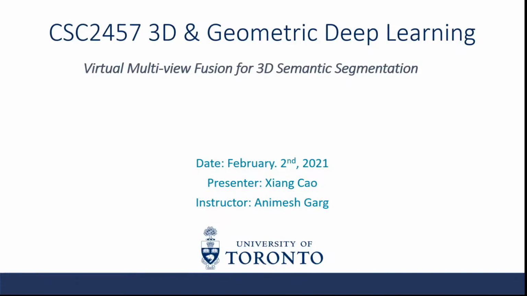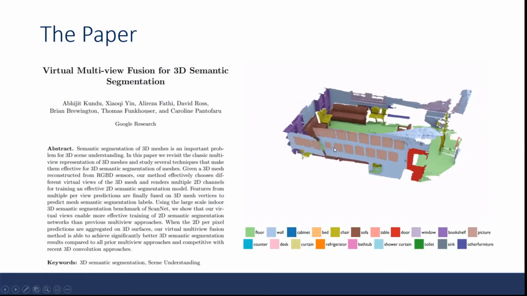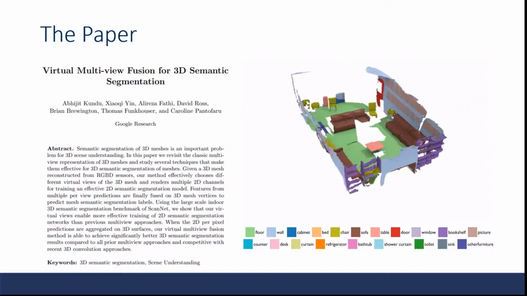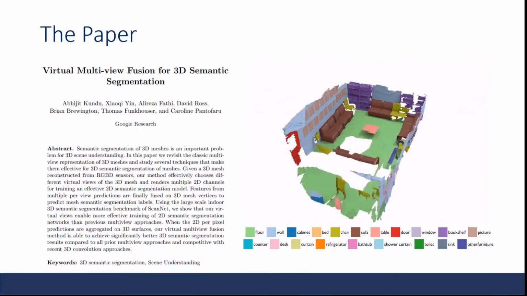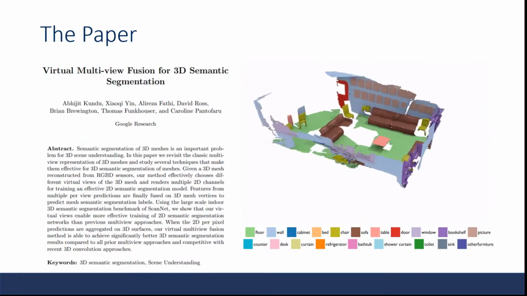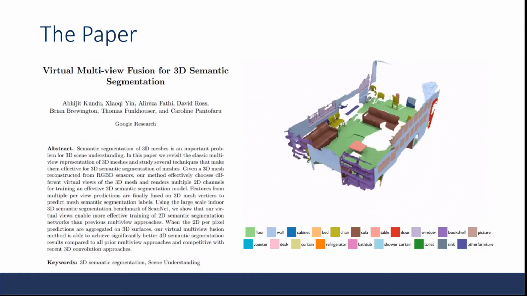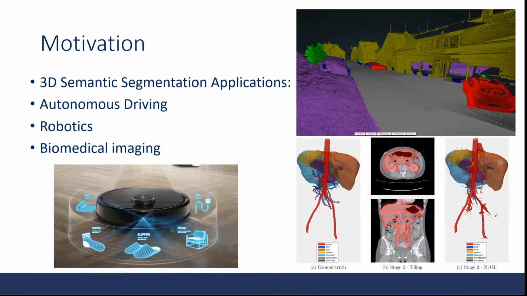Today I will present a paper called Virtual Multi-View Fusion for 3D Semantic Segmentation. The paper was recently published by scientists at Google Research in June 2020. They propose a new method of using multi-view fusion by adding virtual images to tackle 3D semantic segmentation and achieve a state-of-the-art result. The motivation to study 3D semantic segmentation is its wide range of applications.